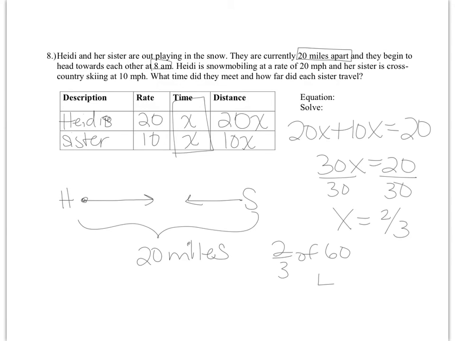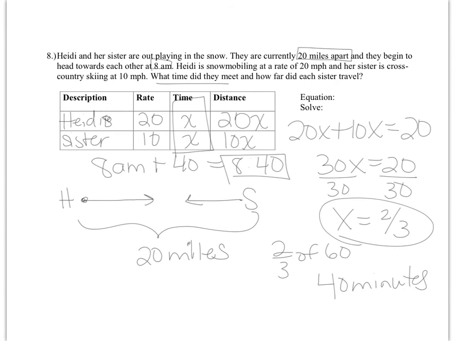That means they traveled for 40 minutes. And the question is, what time did they meet? Well, what time did they leave? Do you remember what time they left? They left at 8 a.m. So if they left at 8 a.m., 8 a.m. plus 40 minutes is 8:40. Sure is. So they met at 8:40.